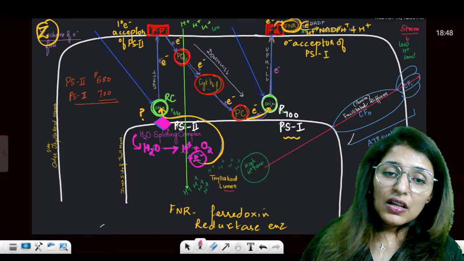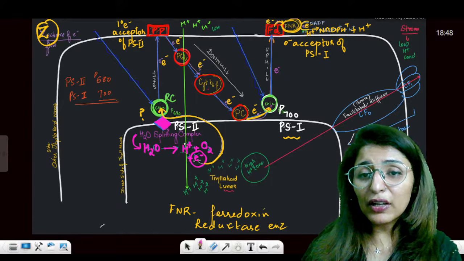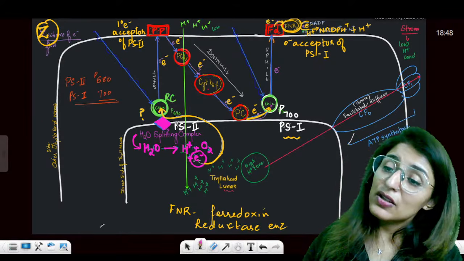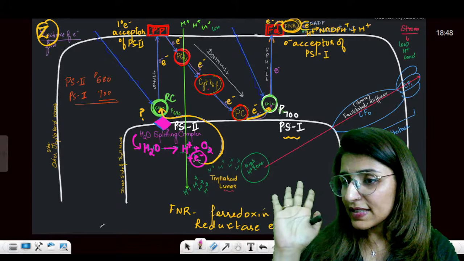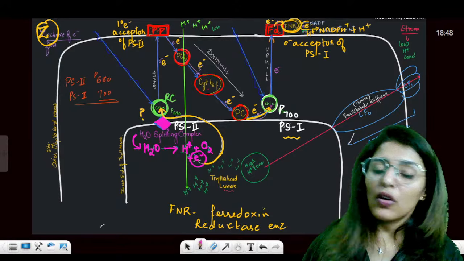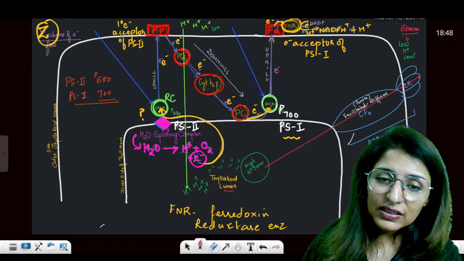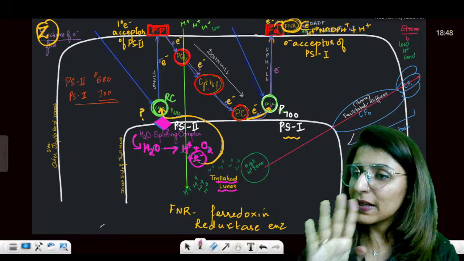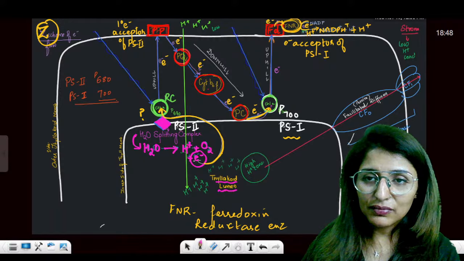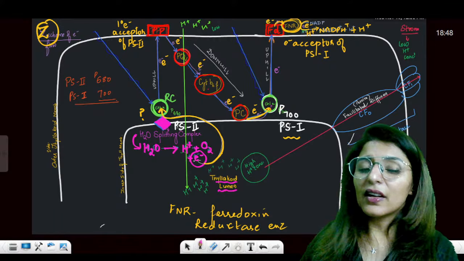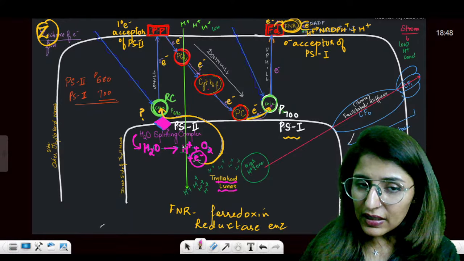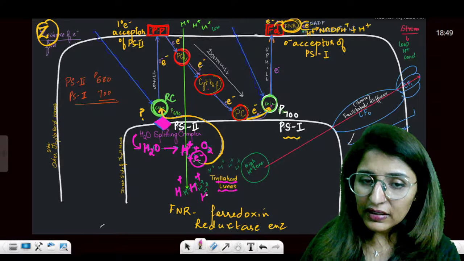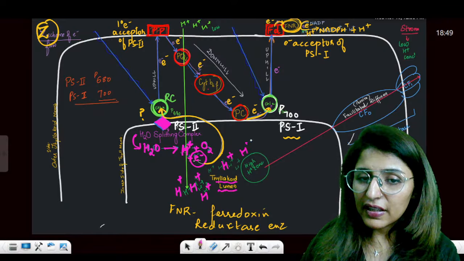Moving ahead then. So, PS2 is getting compensated by the splitting of water, and PS1 is getting compensated from PS2. These are the two very important lines. Clear? Perfect. Now also, see, this is the lumen. This is the thylakoid lumen. Everything that we have studied so far is happening in the membrane of thylakoid. Yes or no? Right? Now what is happening in the thylakoid? When water is getting split, these H positive ions are getting collected in the thylakoid. Yes or no? They are getting collected.